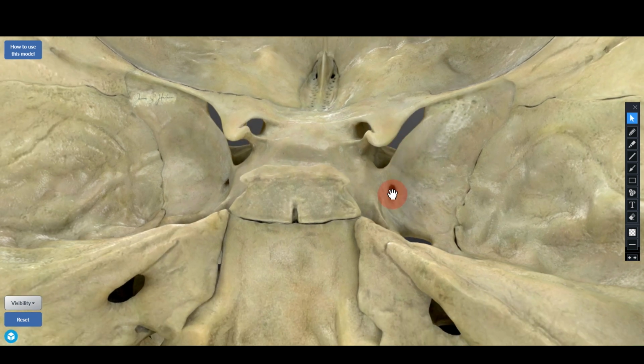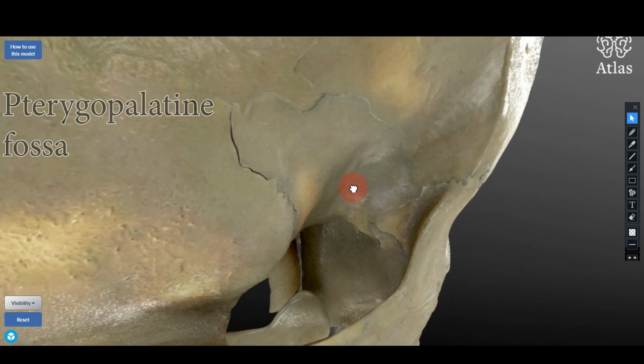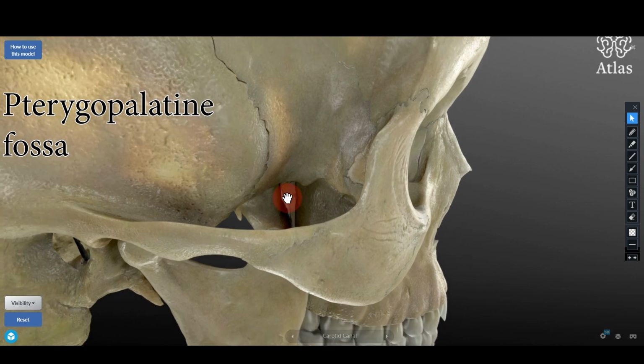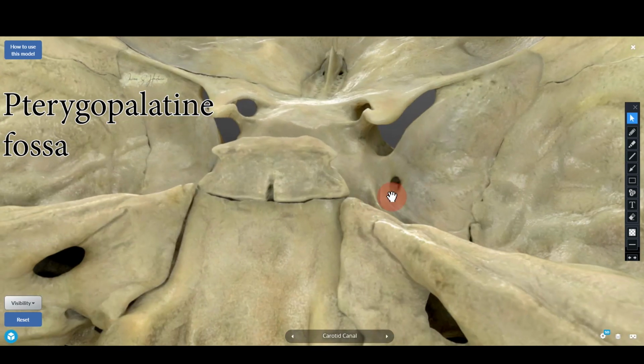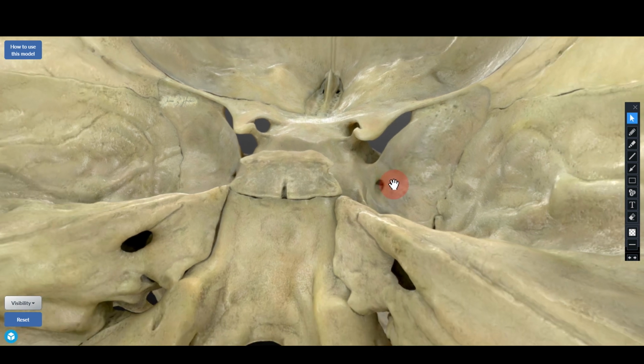Just like that, the foramen rotundum is allowing the passage into the pterygopalatine fossa. Pterygopalatine fossa is a little bit tricky, a crevice within the skull. This region where my cursor now is, that is the pterygopalatine fossa. So just know that foramen rotundum is allowing the passage of the maxillary nerve, cranial nerve number V2, from the middle cranial fossa into the pterygopalatine fossa.